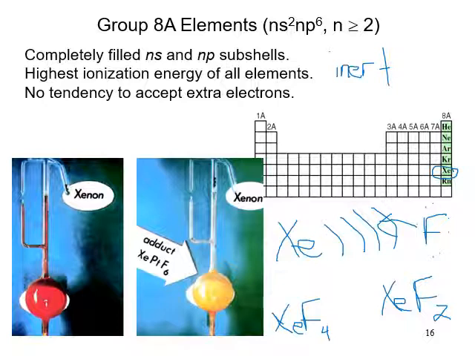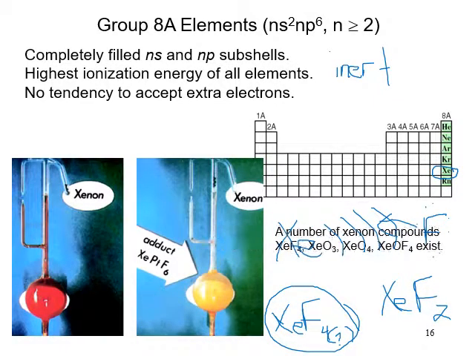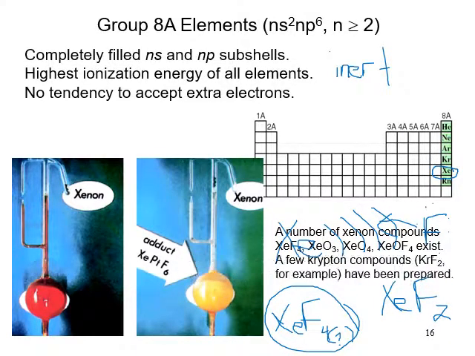So on your fun sheet, there's a question about formation of xenon tetrafluoride from its elements, and there's a picture in your textbook that shows the state of what this should be. See if you can find it. So there's your XeF4. And some krypton compounds have formed as well.